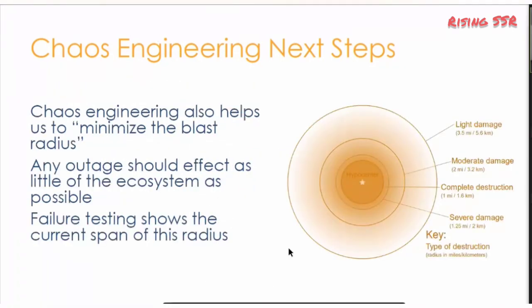This is a blast radius. If you see any explosion, at the place where the explosion takes place, the intensity of the blast is very high, so it creates complete destruction. But as you move away from the place where the blast takes place, as the blast radius increases, the level of destruction decreases, right? So that is what it is. Chaos engineering helps us to minimize the blast radius.